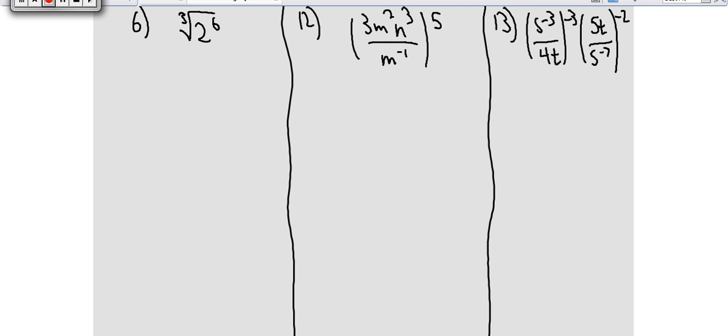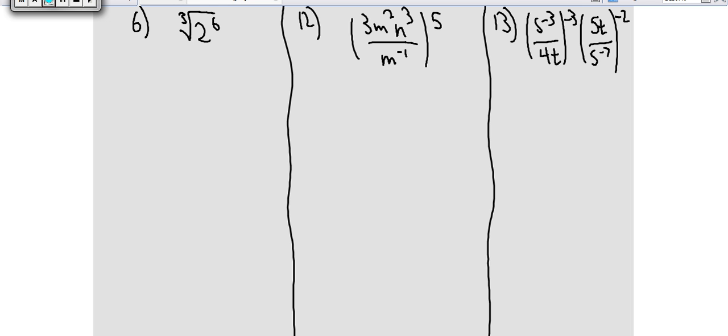All right, guys. I'm going to really quickly try to do number 6, 12, and 13 from the Algebra 2 quiz review, practice quiz. If you have questions on that, these are the ones that I think maybe you had the most questions on. Let's start with 6.